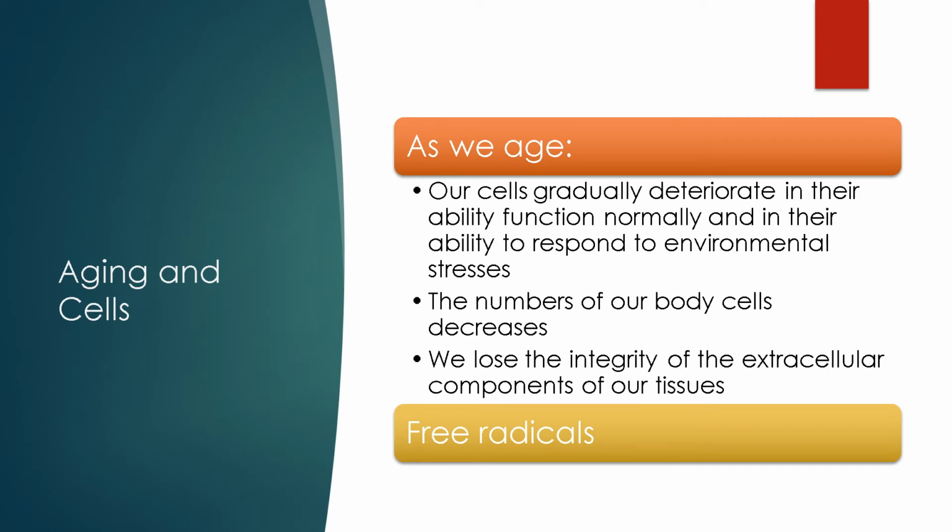Now, as we age, there are a few things that happen to our cells. Just very briefly, they start to deteriorate in their functioning, so they can't function as well as younger cells. The actual number of body cells decreases, because the body cells will die as they get older and they're not replaced by newer cells. And also the integrity of the extracellular components of tissues deteriorates.